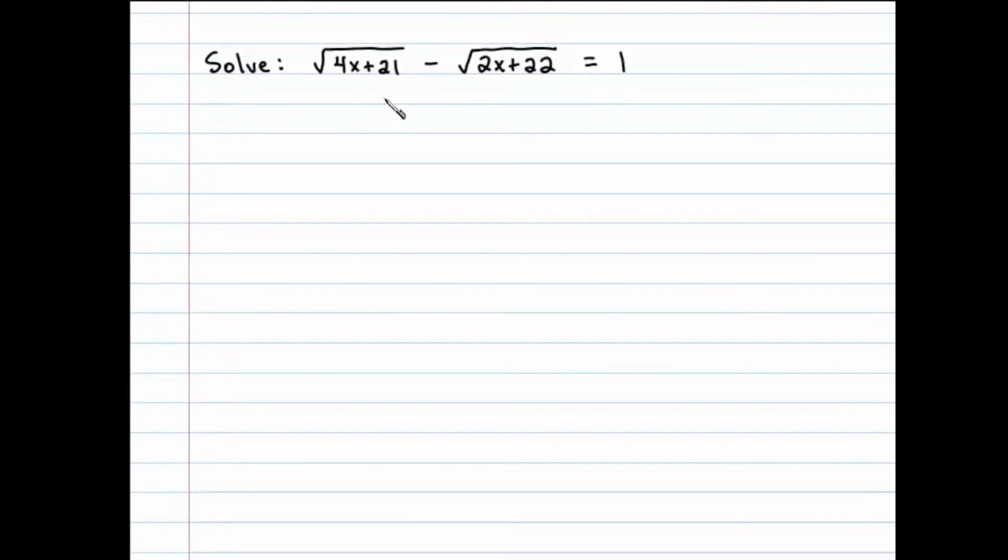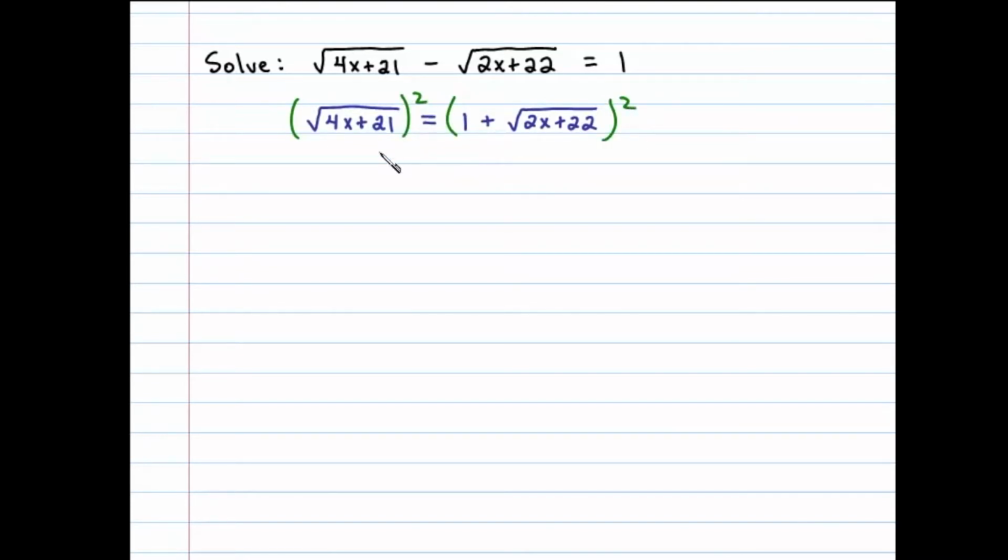Here we're asked to solve this radical equation. Let's begin by isolating this first term involving the square root. To do that, we add the square root of 2x plus 22 to both sides. Now at this point we can square both sides.